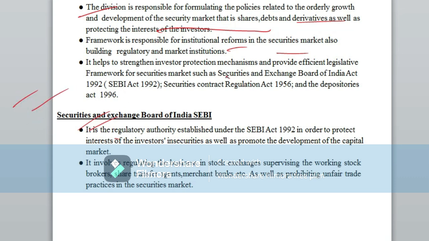Then the Securities and Exchange Board of India (SEBI) Act of 1992 provides the conditions for strengthening investor protection and a mechanism for efficient legislation.